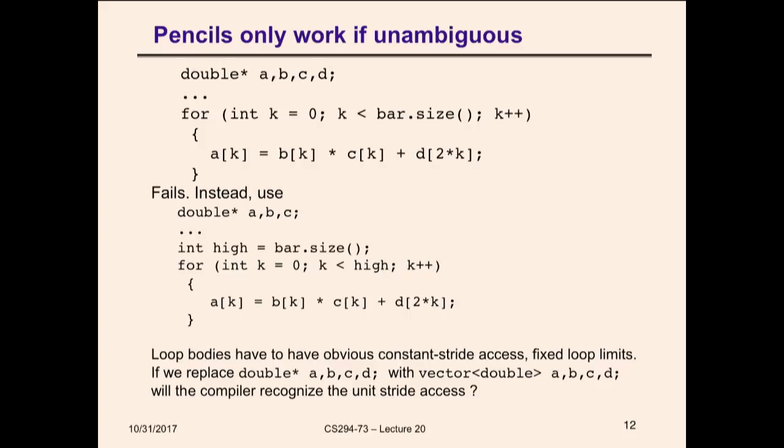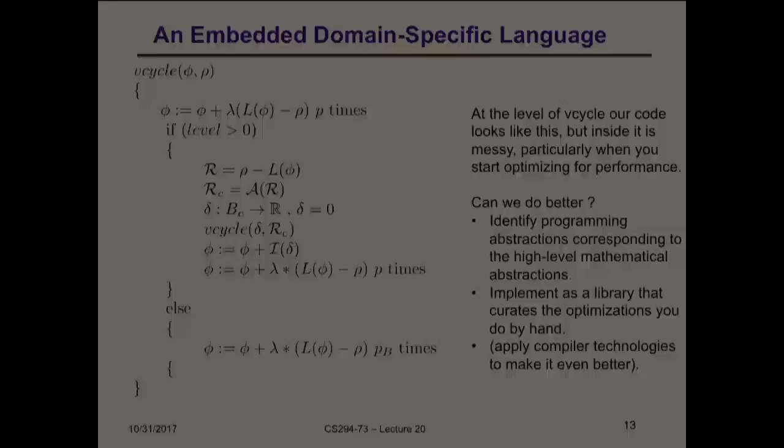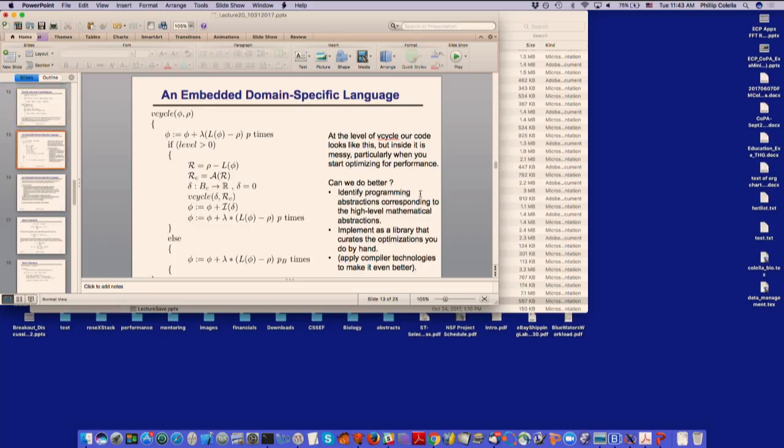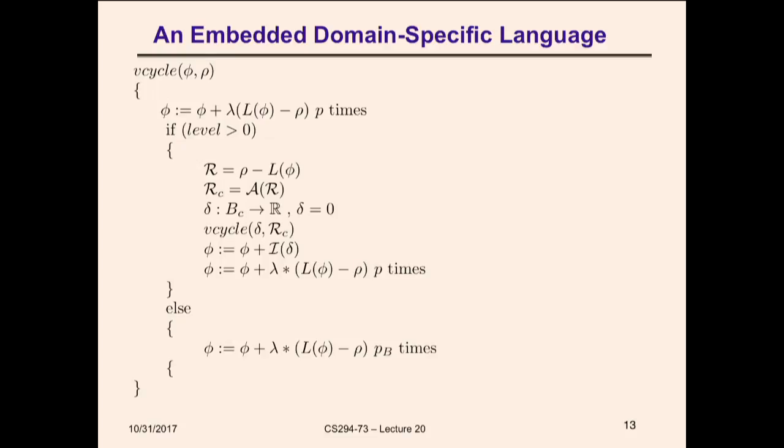All right. So the last thing I'm going to talk about is a piece of associated research and development that we are doing. Let's go back to our multi-grid. So our multi-grid, this is V-cycle. Look, nice high-level mathematical specification for this, easy to read.